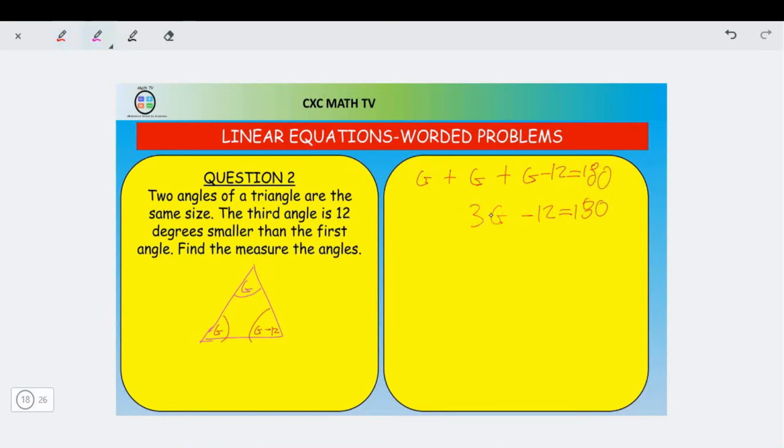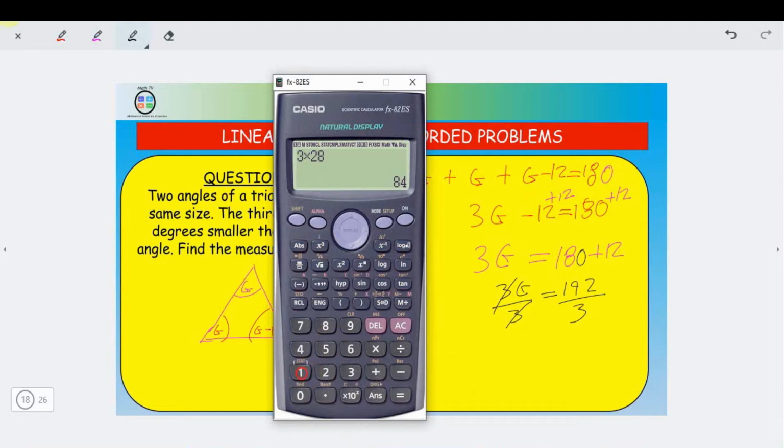And now we need to do what? Make G the subject. So add 12 to both sides. So we get 3G is equal to 180 plus 12. And so in that case now we can add that. We get 192, and that's 3G. And we divide both sides by 3. And 192 divided by 3, I believe that's 64, but just to double check it, you can put it in the calculator and you get your 64.